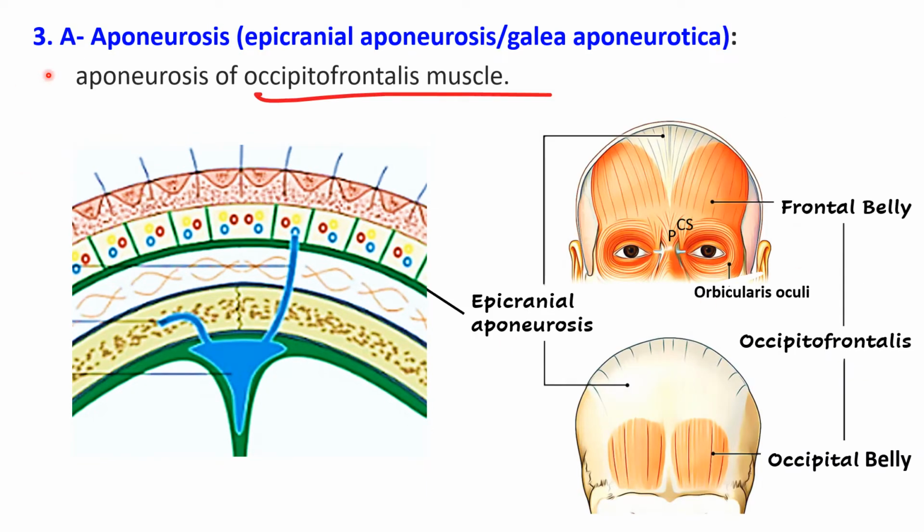Third layer, which is the aponeurosis, is also known as the epicranial aponeurosis, epicranial meaning above the cranium, or galea aponeurotica. Galea means helmet. It kind of forms a helmet over the head, so that's why galea aponeurotica. As I said, an aponeurosis has to be associated with a muscle, right? A muscle can be inserted or can take origin either via a tendon or via an aponeurosis.